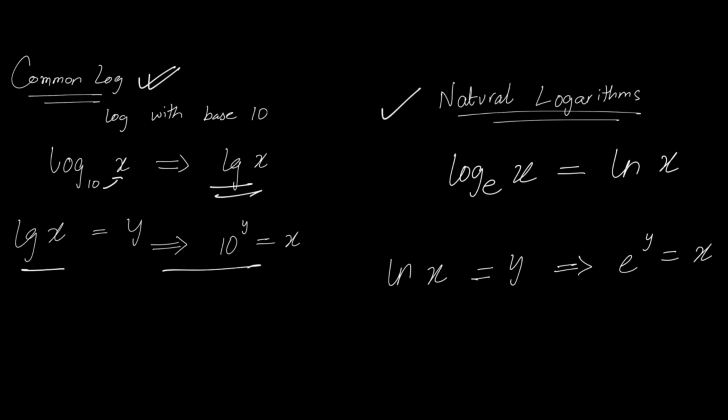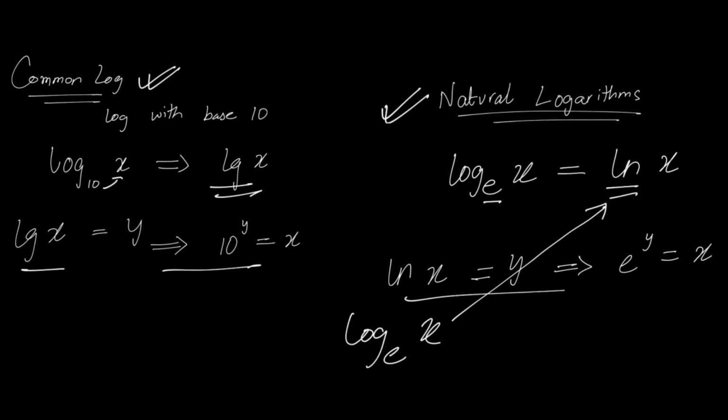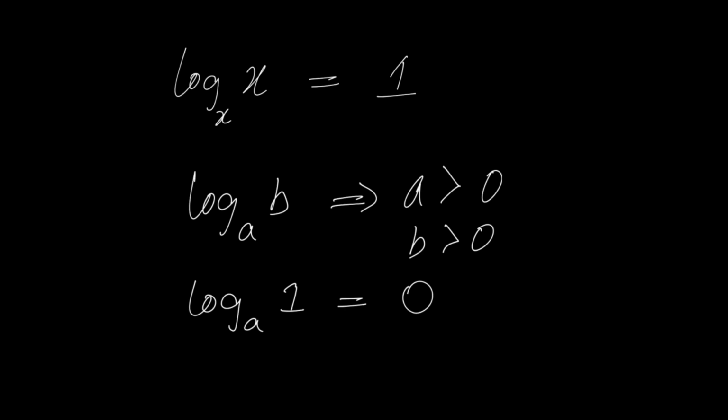Okay, now the second type of log is a natural logarithm, which has e as its base. Now e is a number which you don't have to memorize, but just remember that it is written as ln. So log to the base e is equal to ln. Okay, this is again the same thing, that we have to find the power given to e that will make it equal to x.